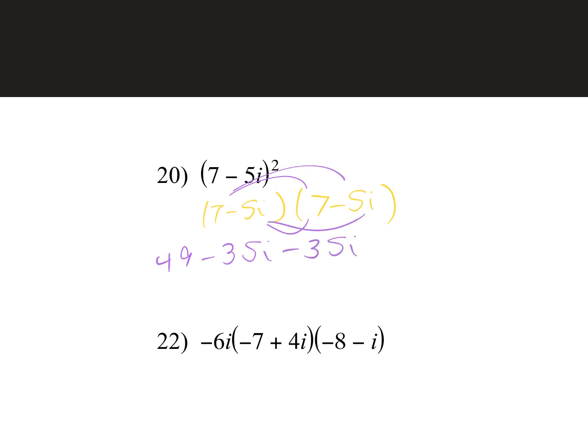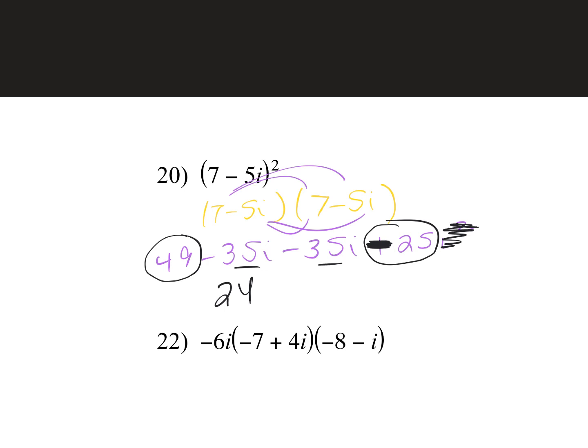Negative 5i, negative 5i. Plus 25i squared. Oh, I see, i squared. What do? Cross it off, and I change. Negative 25. Positive becomes negative. Negative becomes positive. So now when you add your real terms, what's 49 minus 25? 24. And then I have negative 35i, negative 35i. Minus 70i. Good job, guys. You gotta be real careful with that.